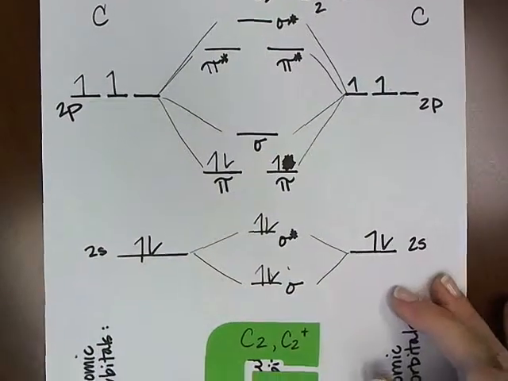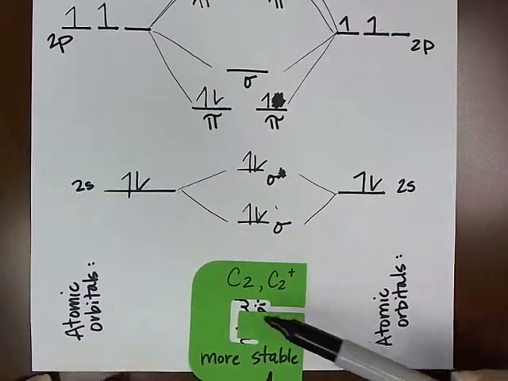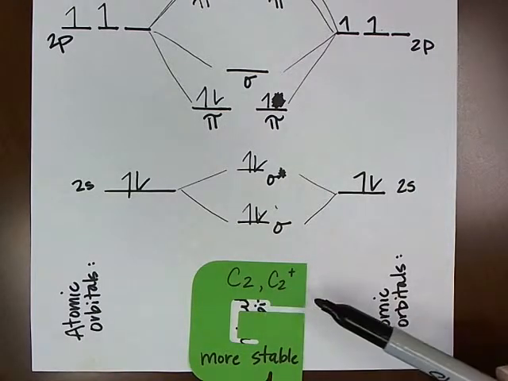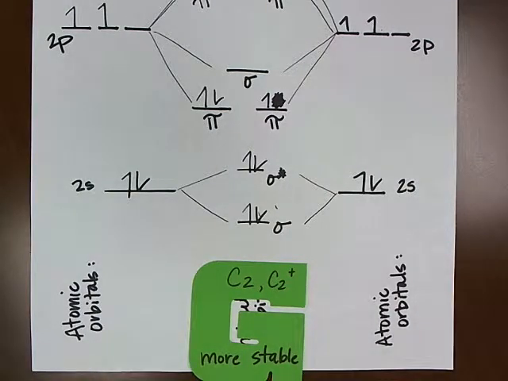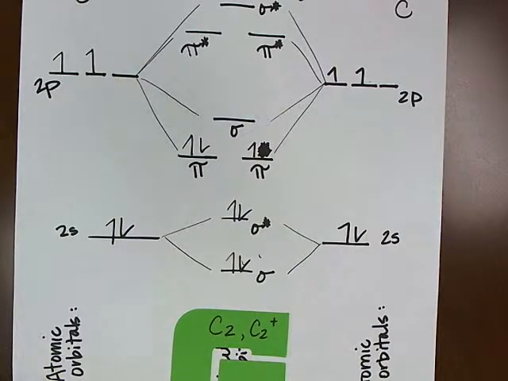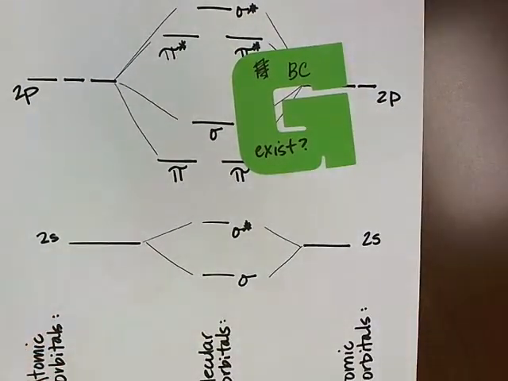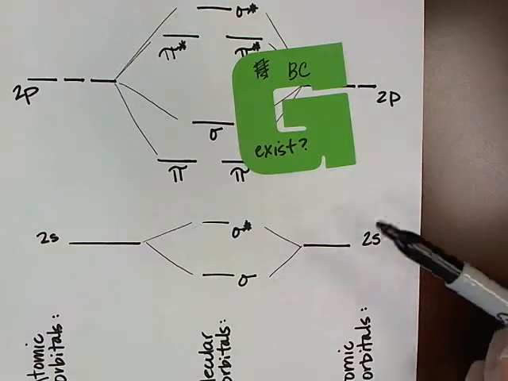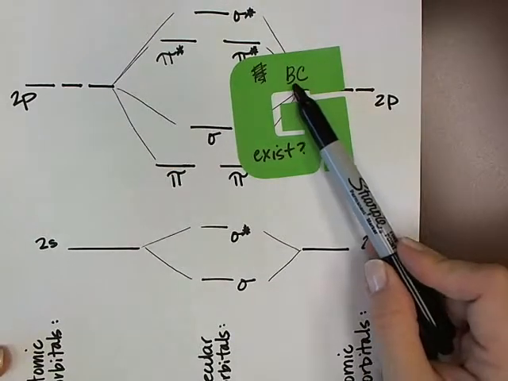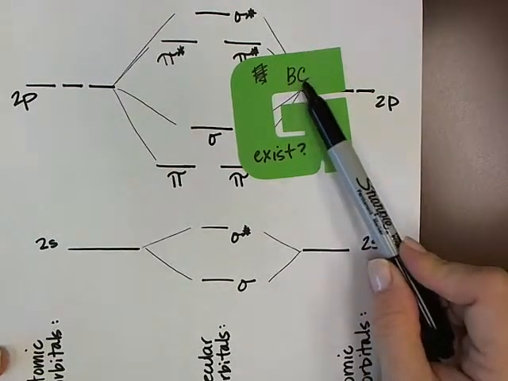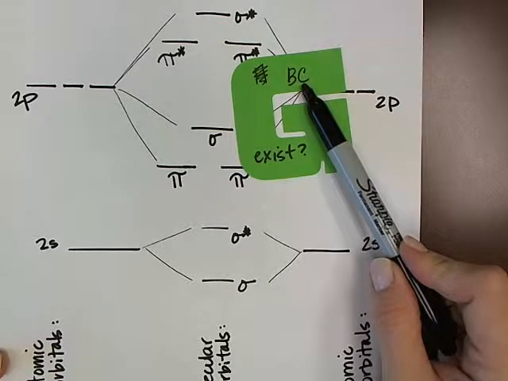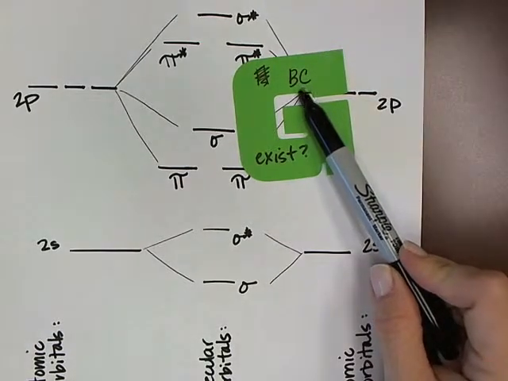So we can use molecular orbital diagrams to make conclusions about which one is more stable. The one with the higher bond order is going to be the more stable one. Another question that you might be asked is, well, just does a particular molecule exist? Is it likely to exist? In this case, we're looking at the potential of a molecule between boron and carbon. Is that likely to exist?